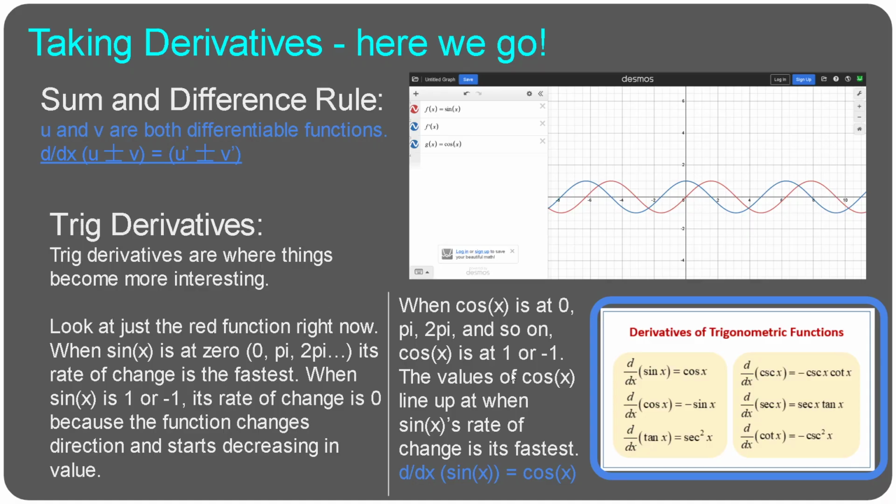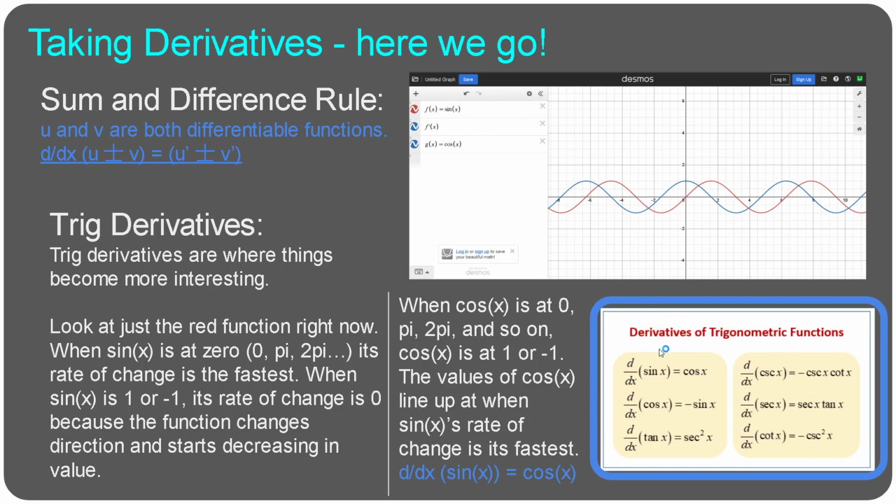When you think about cosine of x, at 0, 2 pi, pi, and so on, cosine is at positive 1 or negative 1. So that means that when cosine is at its maximum value, sine of x is increasing at its maximum value. So that's what we've written down right here. The derivative of sine of x is just equal to cosine of x.